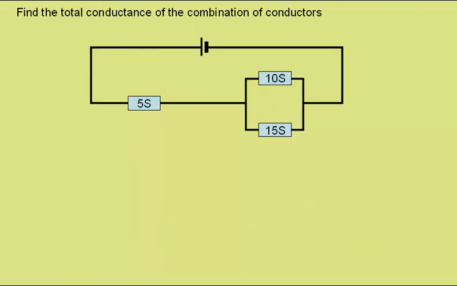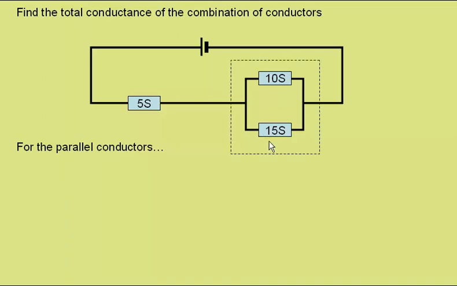Let's just look at a simple example. We want to find the conductance of this combination of conductors. We have a 5 Siemens conductor in series with a 10 and 15 Siemens conductor in parallel with each other. So, for the parallel conductors, this combination here, we know that the total conductance is equal to the sum of the conductances, which is just 10 Siemens plus 15 Siemens, a total conductance of 25 Siemens.